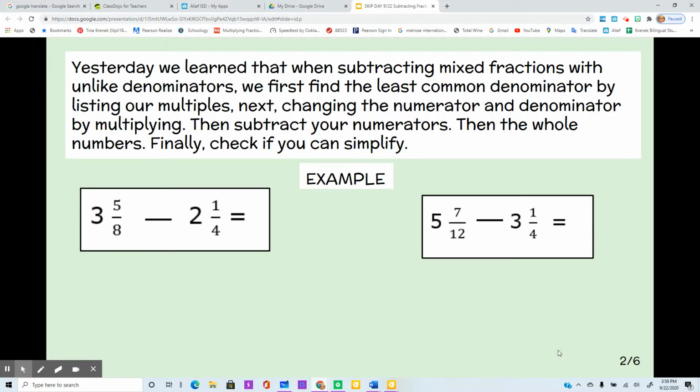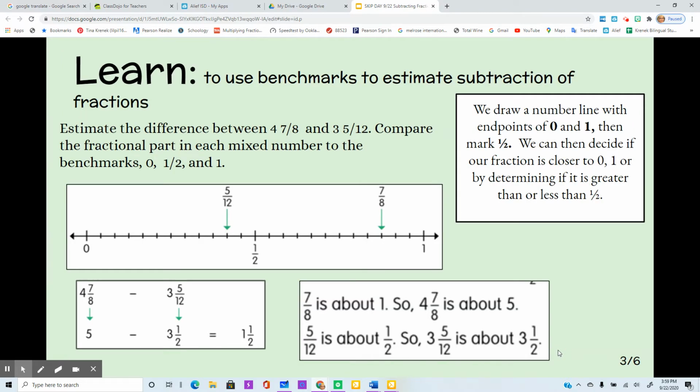All right, so yesterday, we're going to skip this part because this is just subtracting without renaming. All right, so we're going to look at benchmark fractions. Remember, when we round a fraction, that's what we're basically doing, rounding the fraction using benchmark fractions. We're looking at the number 0, half, or 1 whole.